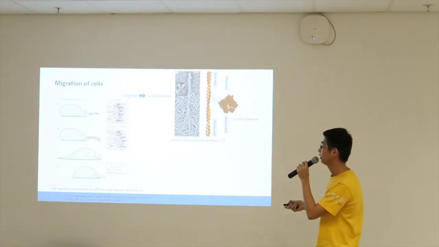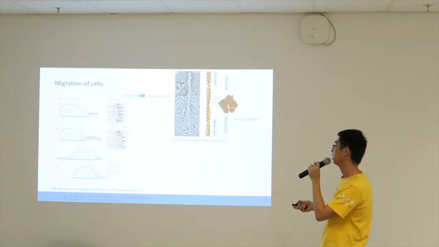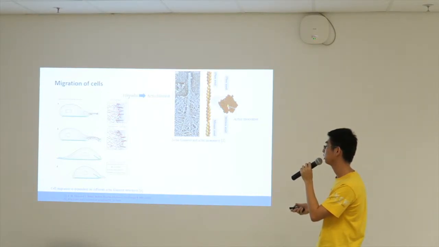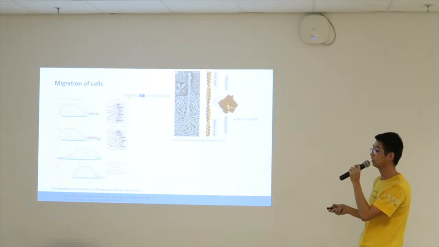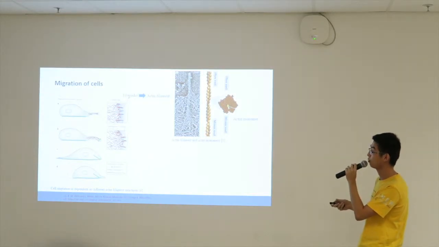And finally, the adhesion molecules would break or disassemble at the end part here. So in this way, the cells would move forward. So this is the whole process of the cell migration here.